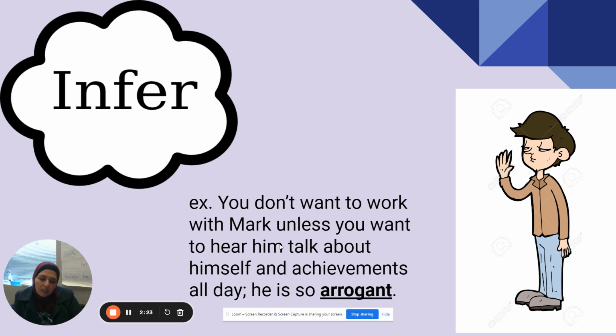But if you take a closer look at the sentence, you'll realize that everything that came before the word arrogant seems to give us an inference, seems to suggest what the word means, right? So our context clue here is an inference that the writer wrote to help us understand what the word arrogant actually means, right? Because it says here, unless you want to hear him talk about himself and his achievements all day long, which helps us infer that an arrogant person loves to talk about himself or herself.